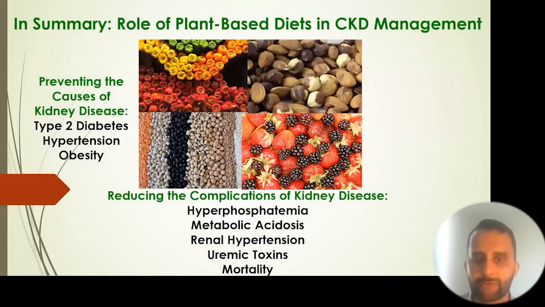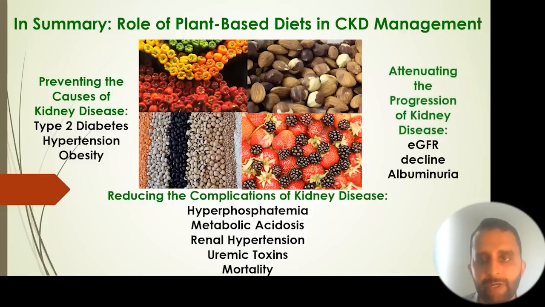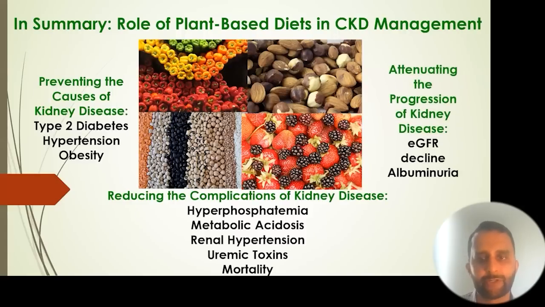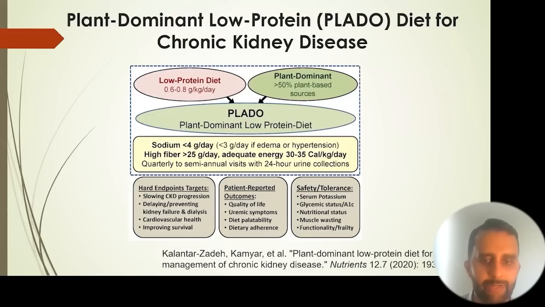It can also help reduce the complications of kidney disease: high phosphate levels, acid levels, blood pressure that comes from kidney disease, uremic toxins, which we didn't talk about too much in this talk, and then, of course, the dreaded mortality issue. And it can also attenuate the progression of kidney disease, like the decline in that all-important eGFR number and the amount of protein in urine. And of course, all this comes from a recent paper on it.